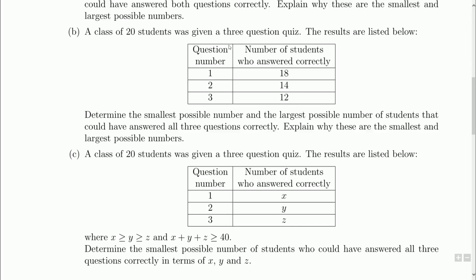A class of 20 students was given a 3-question quiz. Okay, so I'm picturing a bigger tree diagram. And this is one of the advantages I think tree diagrams have over, say, Venn diagrams. A 3-intersection Venn diagram is a little fiddly, but a 4-intersection Venn diagram, it's not very easy to draw that.